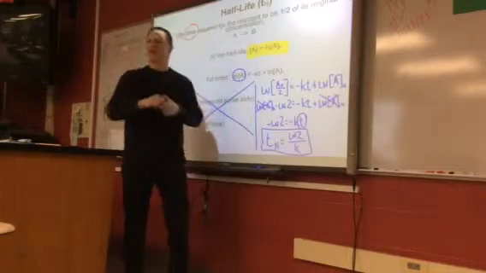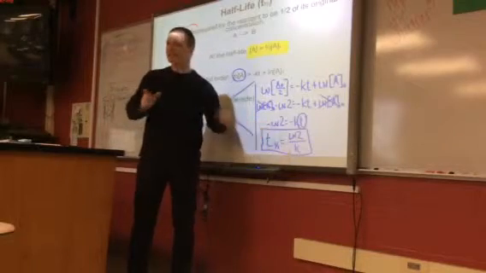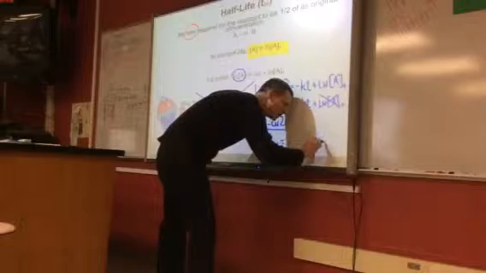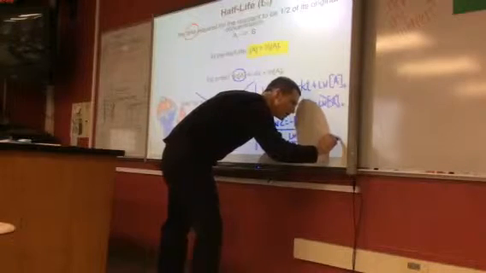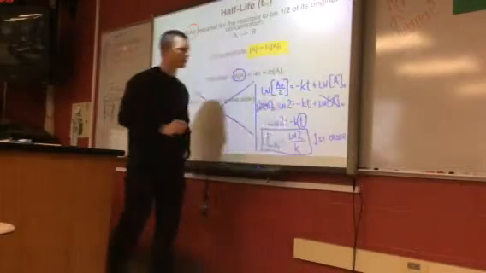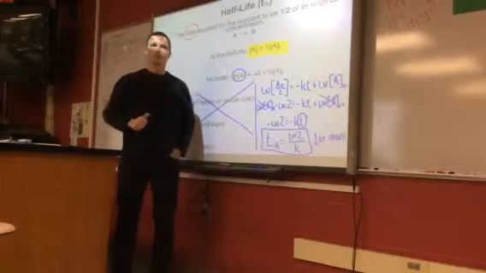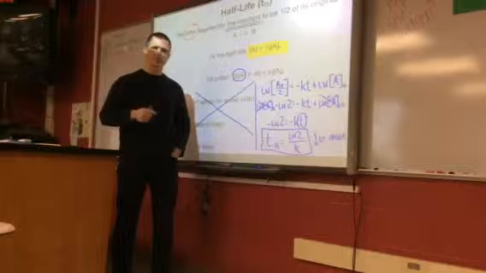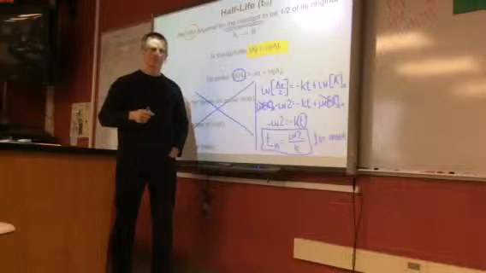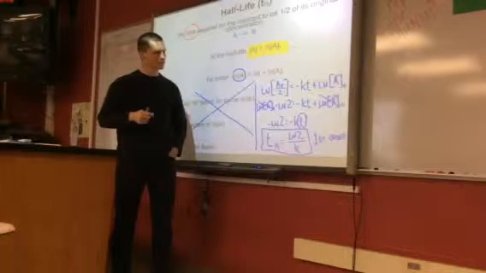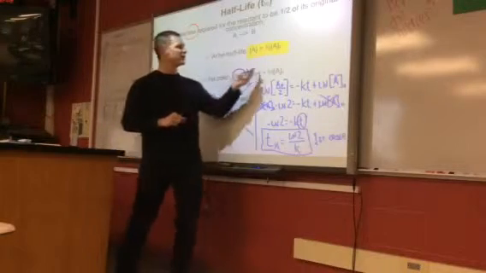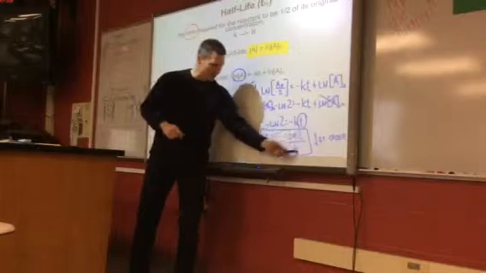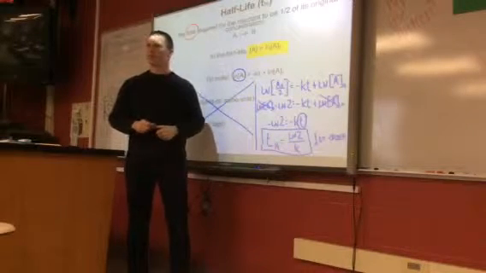Put a box around that and write down for yourself that this is the half-life equation for a first-order reaction. So now it's, nope, k is a constant. So I derived that from the first-order integrated rate law, and I got what the half-life is when the reaction is first order.